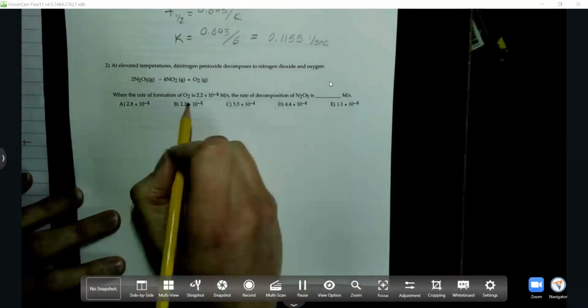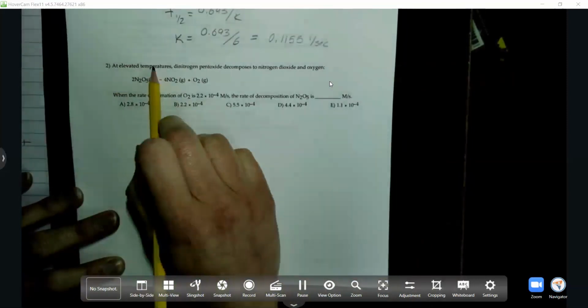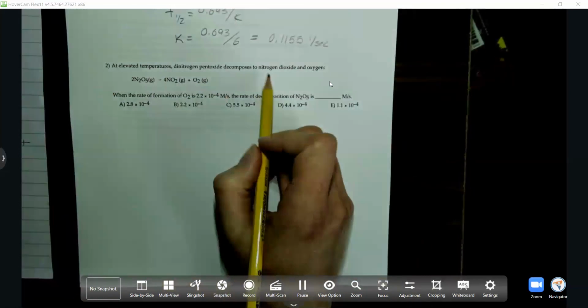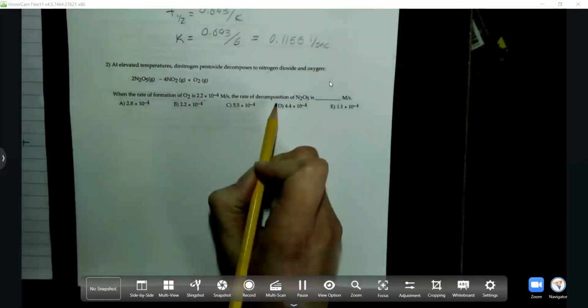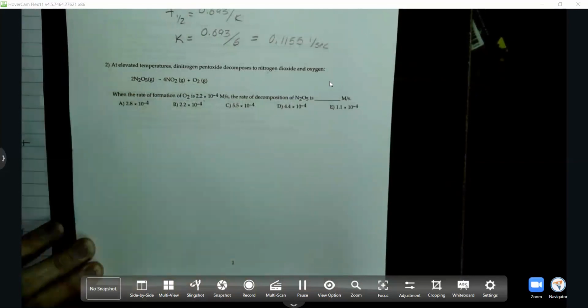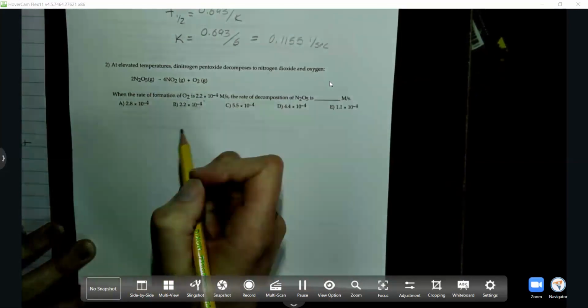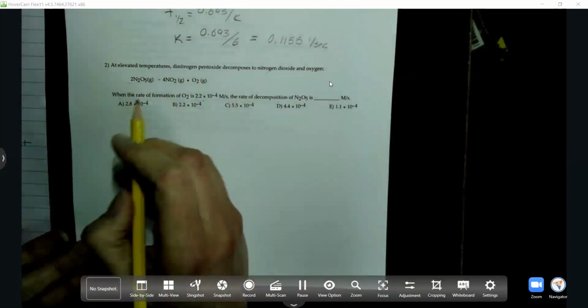All right, our second question. At elevated temperatures, dinitrogen pentoxide decomposes to nitrogen dioxide and oxygen. When the rate of formation of O2 is 2.2 times 10 to the negative fourth, the rate of decomposition of N2O5 is blank. So this is one of the first things that's covered in the chapter, where we're writing out the rate of change based on the reaction stoichiometry.